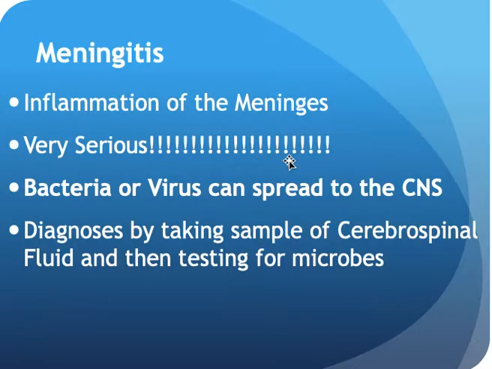So meningitis is probably the only time anyone ever hears about the meninges. So when you hear the term meningitis, it means this inflammation of the meninges, and this is a really serious thing where you think you just have a cold or you just have a headache, and then all of a sudden it spreads really quickly and it starts to shut down all your other systems in your body. But it's bacteria or virus that can spread to the central nervous system. And with this one, they're going to diagnose you by taking a sample of that cerebrospinal fluid and looking to see if there's anything in there that's not supposed to be, like these microbes.